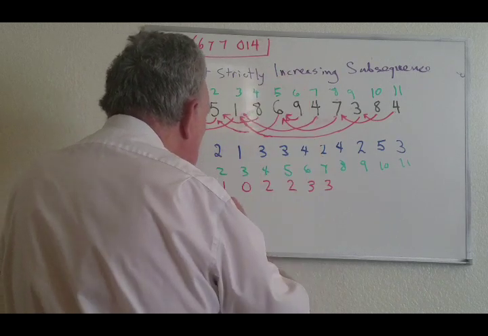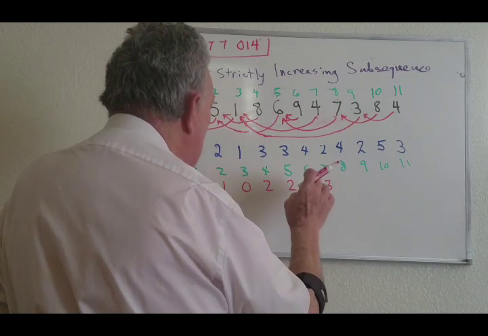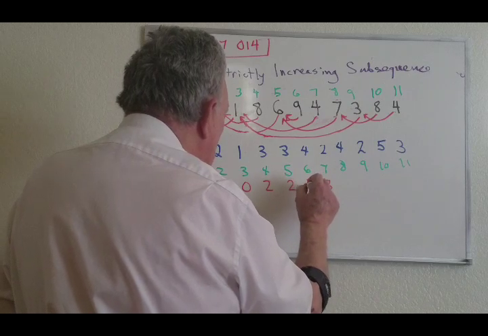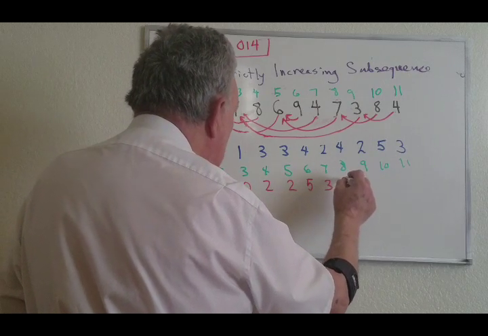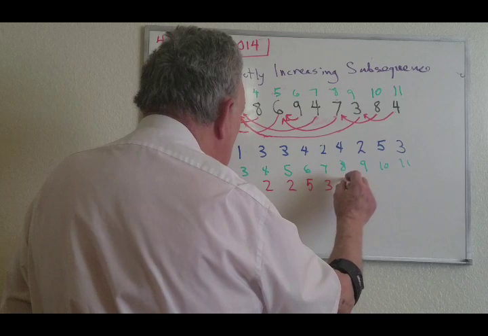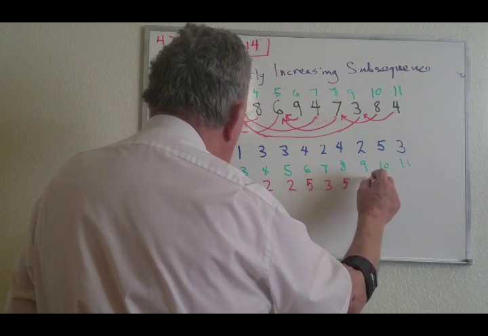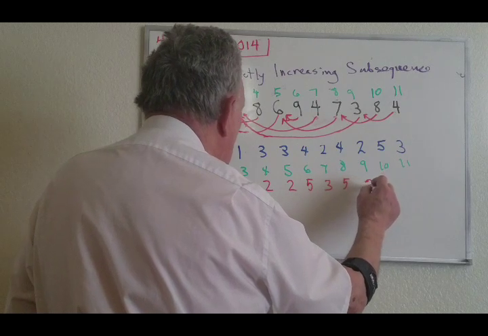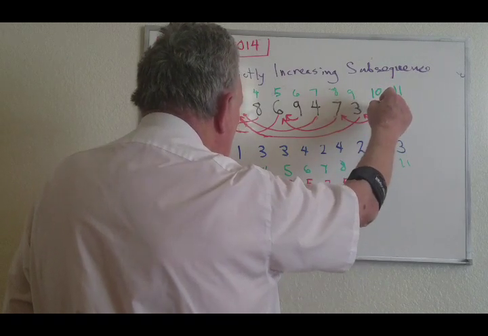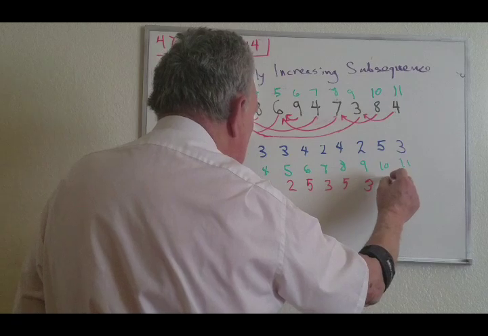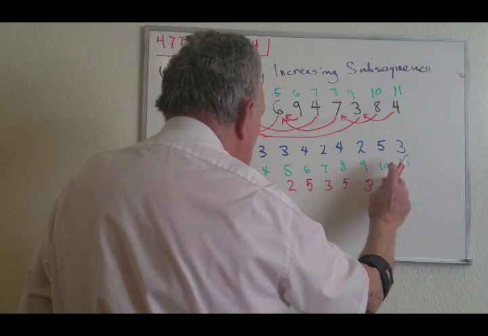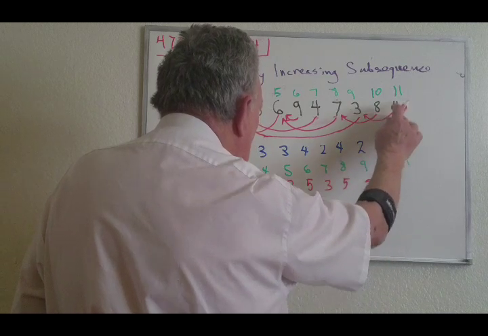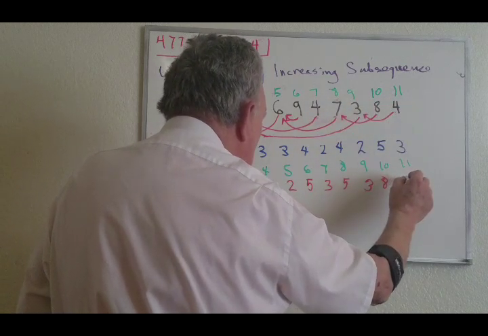So the 9 points to 6, so in position 4 we have a 9 which points to position 5. And then 7 points to 6, which is also in position 5. 3 points to 1, which is in position 3. And 8 points to 7, which is in position 5. No, sorry, 8. And 4 points to 3, and position 11 points to position 9.